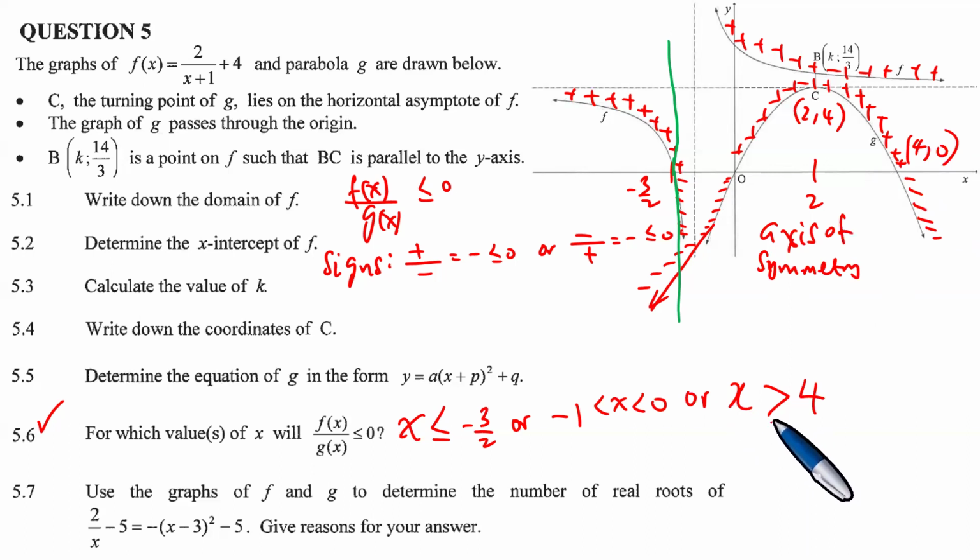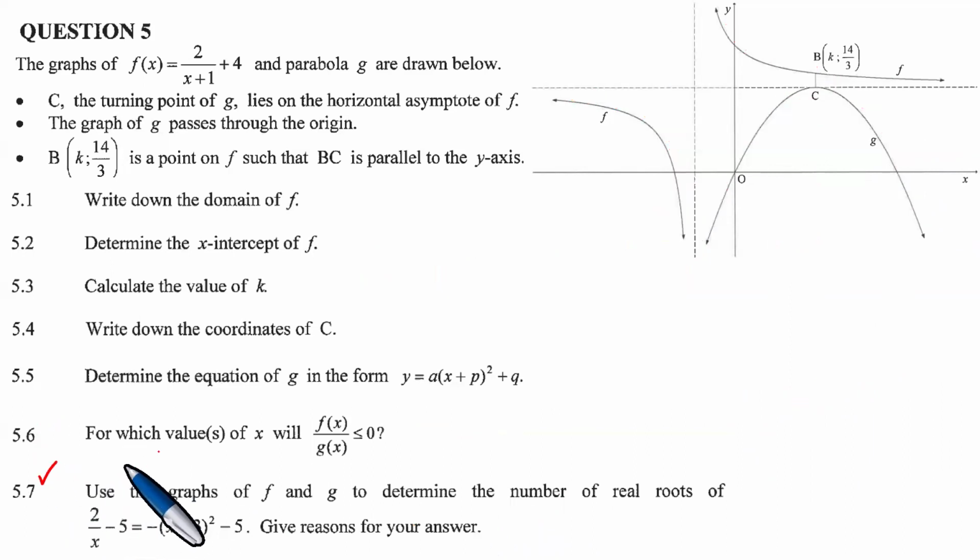So we actually need a strict inequality there. So this is indeed the correct answer to 5.6. And then look at 5.7. The next thing is to look at 5.7. To look at 5.7, there are a couple of things that we need to begin to consider. What do we consider?